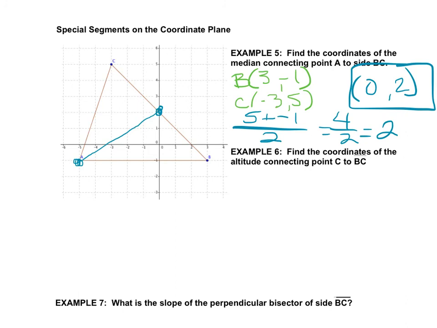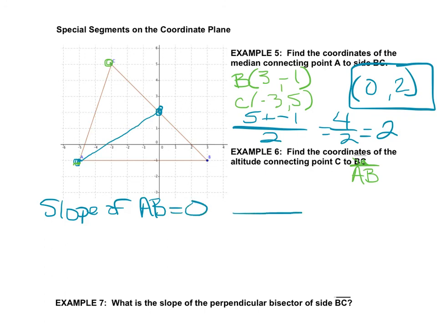Now I'm going to figure out example 6. I want to find the coordinates of the altitude connecting C to AB. Well, being an altitude means that I need to be perpendicular. So being perpendicular means I'm dealing with slope. If I look at AB, the slope of AB is equal to 0.